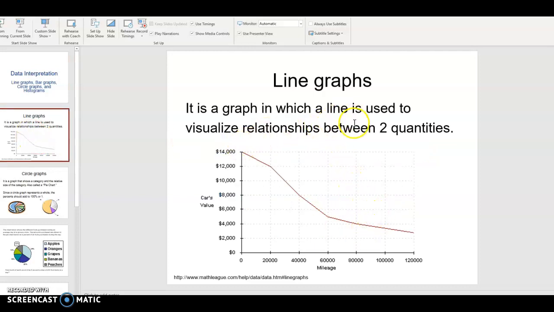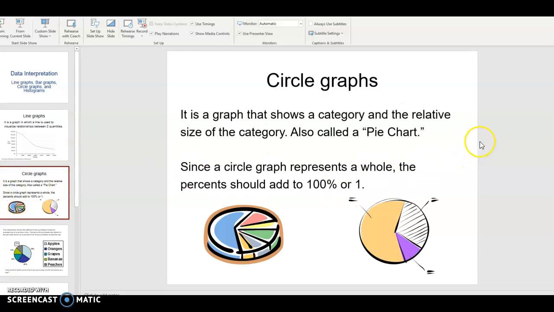If we had a line graph, this would be like an example that was in your book. It's a relationship between two quantities. On the x-axis, I have mileage. On the y-axis, I have the car's value in multiples of $2,000. So if you pick any particular mileage, you might be able to figure out what the car's value is worth.